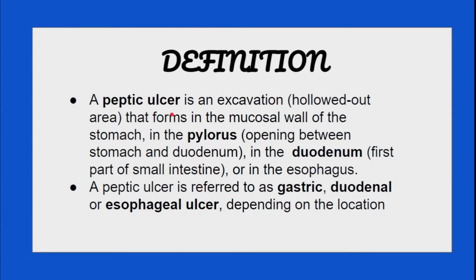So the definition: a peptic ulcer is an excavation or a hollowed out area that forms in the mucosal wall of the stomach, in the pylorus. So what is a pylorus? It is the opening between the stomach and duodenum. Or it forms in the duodenum, that is the first part of the small intestine, or in the esophagus. A peptic ulcer is referred to as gastric, duodenal or esophageal ulcer depending on the location. This ulcer can be gastric, duodenal or esophageal, but not all three. That is very rare.